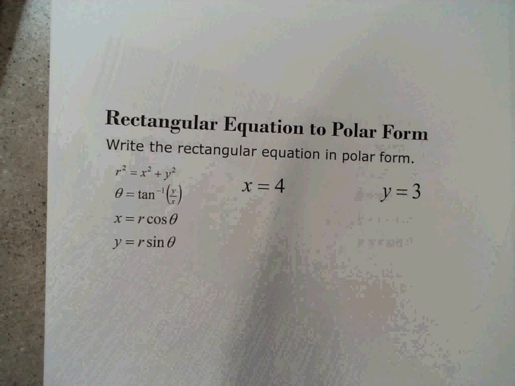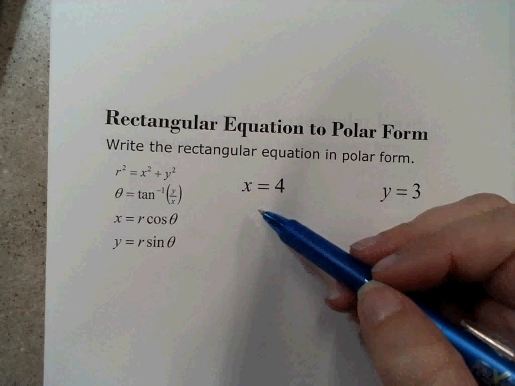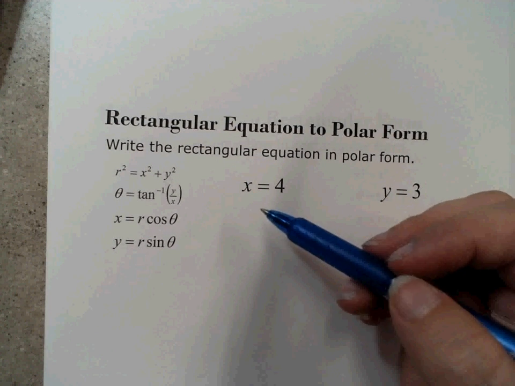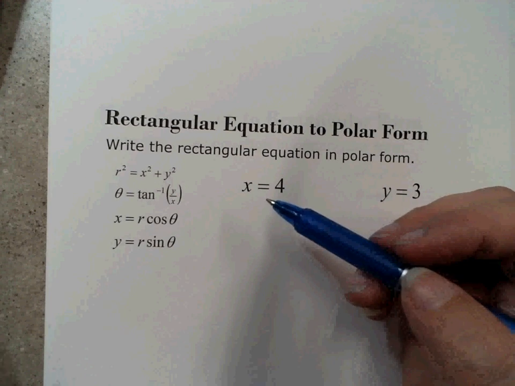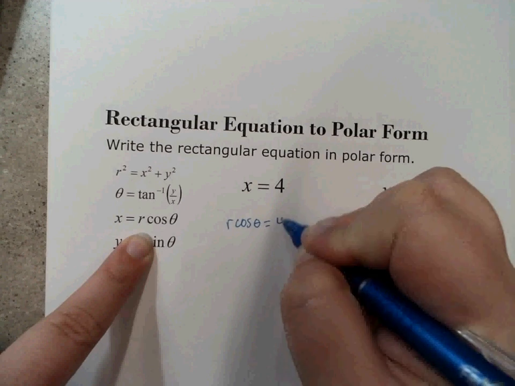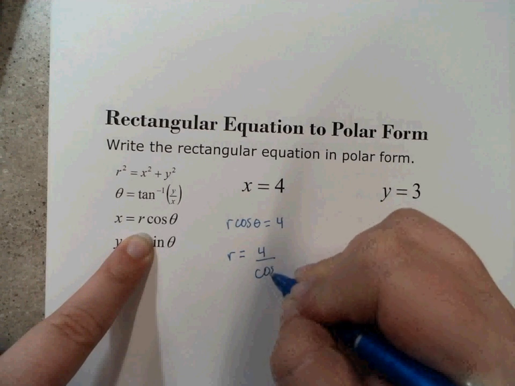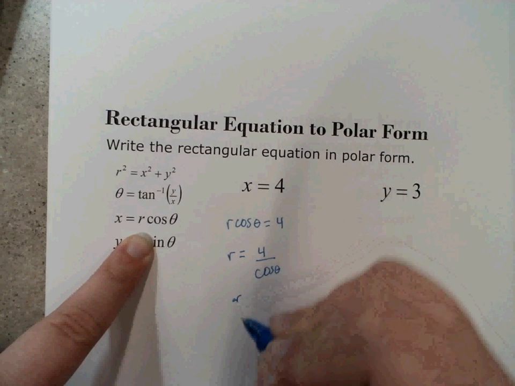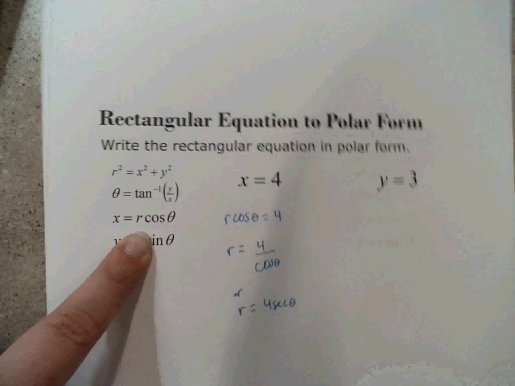Okay. Let's talk about this one, or these two. So this is a vertical line, x equals 4, so we're going to play around with that. I need it in terms of r's and thetas, so I've got x equals r cosine theta, so I'm going to say r cosine theta equals 4. If I want to solve for r, then r equals 4 divided by cosine of theta, or r equals 4 secant theta.